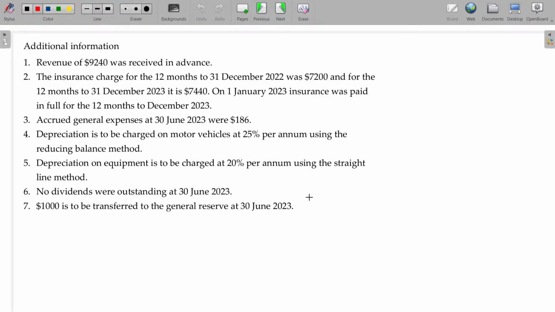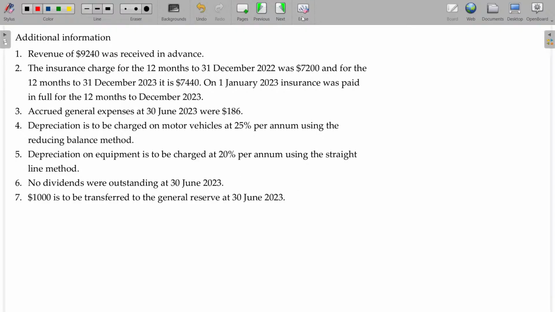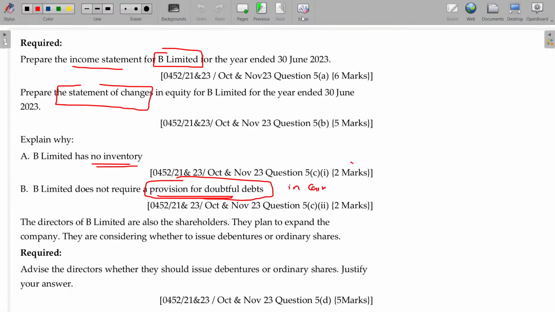So we no need to bother about that here, that revenue also be received in advance. Revenue is also being in advance, so we never bother about any default. So provision for doubtful debt is not required. This is the logic. Clear?